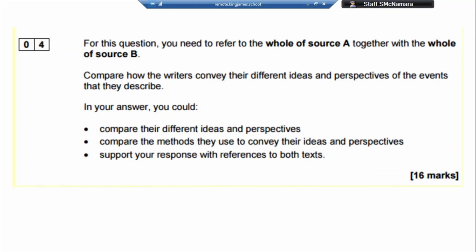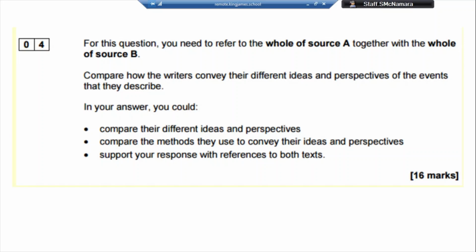Just so you're aware of what it actually looks like on the exam paper, it will almost be word for word like what you can see on the screen at the moment. You need to refer to the whole of Source A together with the whole of Source B. Compare how the writers convey their different ideas and perspectives of the events that they describe. So the word convey means to show, and it actually refers to the techniques that they use. And that is reinforced again in the bullet points.